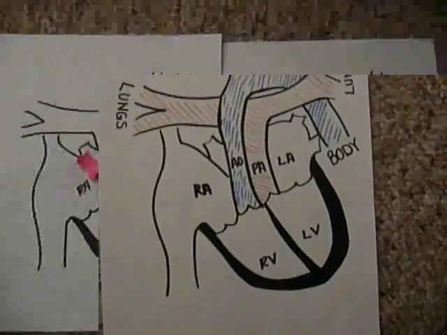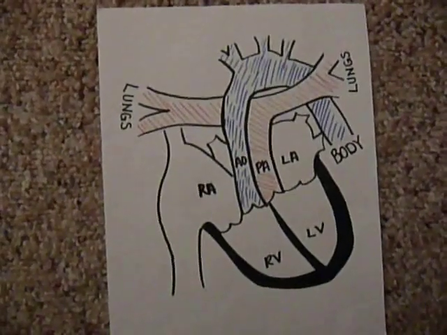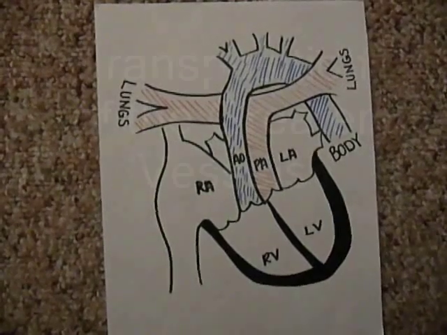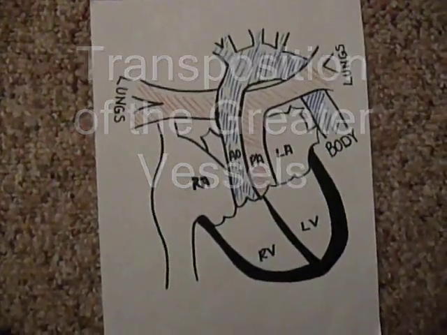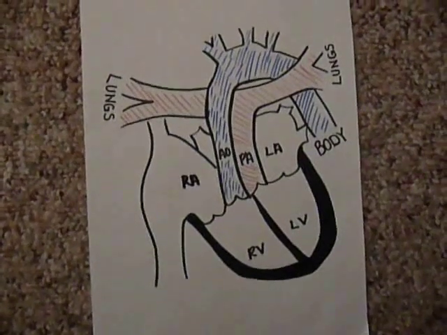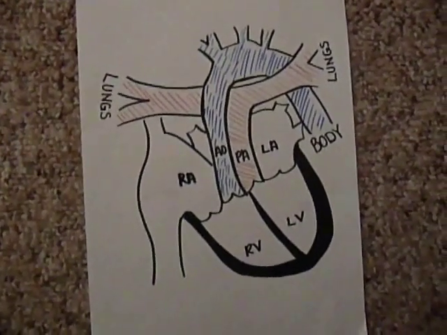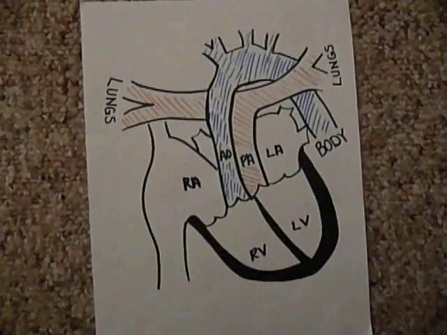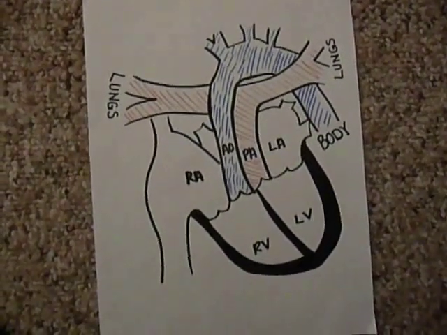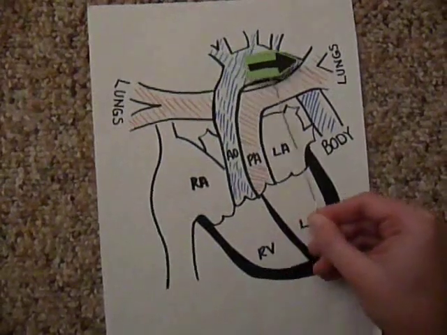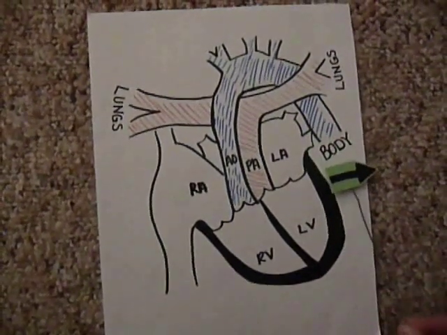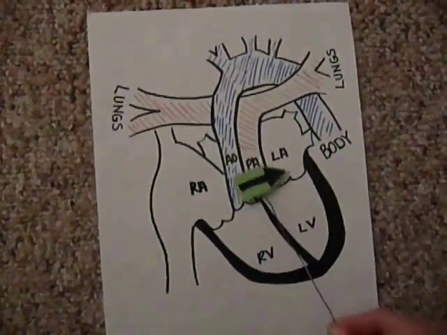Oh, good as new! Transposition of the greater vessels is a condition in which the pulmonary artery and aorta are switched. In a normal heart, the pulmonary artery exits from the right ventricle and the aorta exits from the left ventricle. As illustrated clearly in this depiction, unoxygenated blood now flows to the rest of the body, and oxygenated blood is pumped to the lungs.